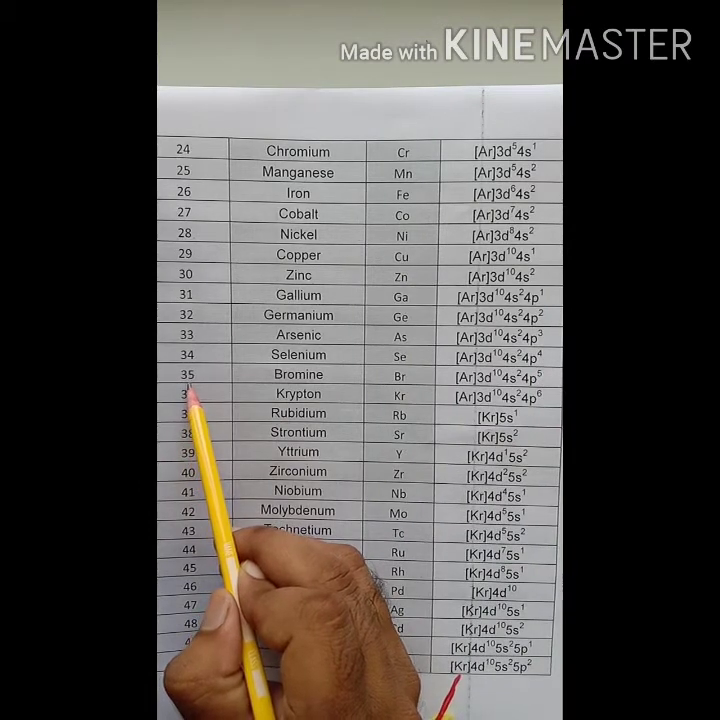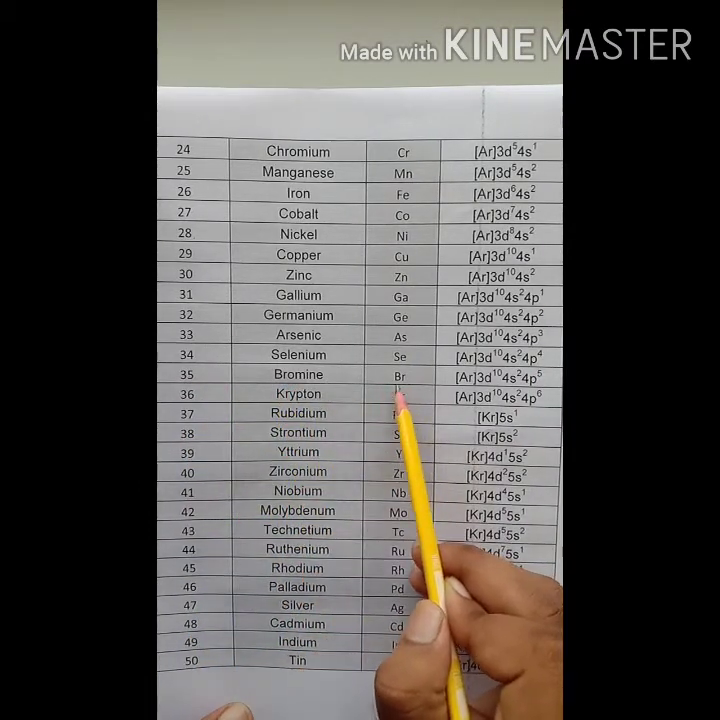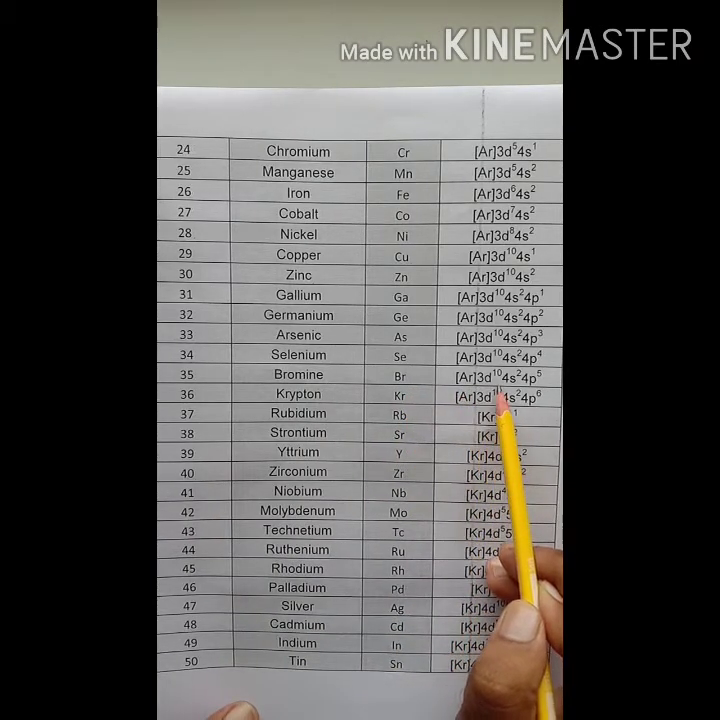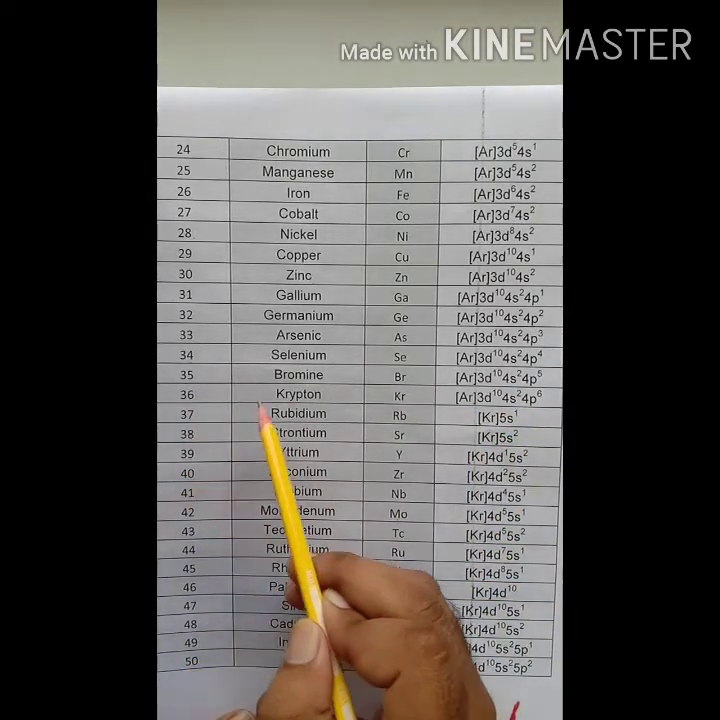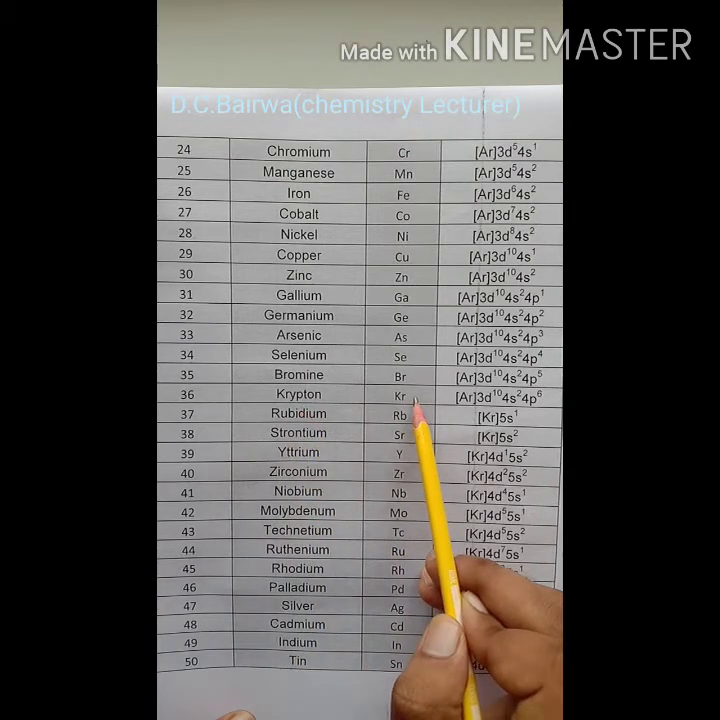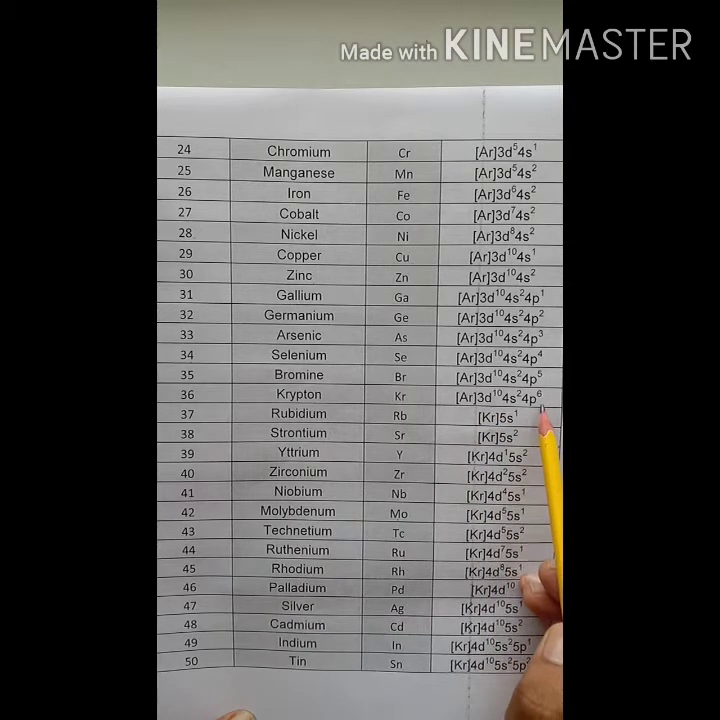The next atomic number is 35. The name of the element is bromine. Symbol is Br. Electronic configuration is [Ar] 3d10 4s2 4p5. The next atomic number is 36. The name of the element is krypton. Symbol is Kr. Electronic configuration is [Ar] 3d10 4s2 4p6.